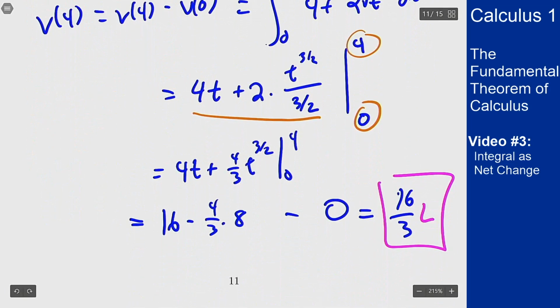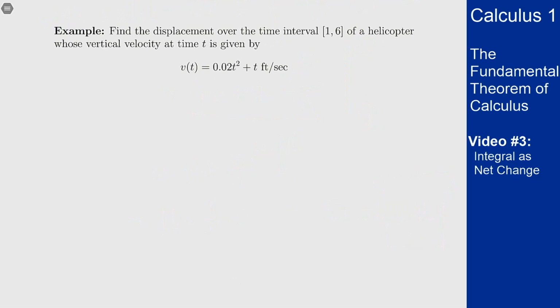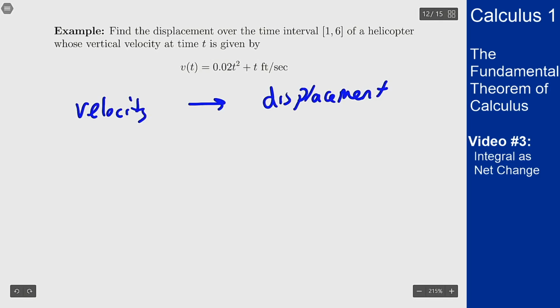So basically, if you can set up a problem in which you need to go from a rate of change to the thing itself, you integrate. You find the antiderivative and you plug in the endpoints, and that'll give you how much the thing has changed over that same interval. Another example, find the displacement over the time interval from 1 to 6 of a helicopter whose vertical velocity at time t is given by v of t is 0.02 t squared plus t feet per second. Again, you want to go from velocity to displacement. This means integrate, because differentiation would go the other way from the position back to the velocity.